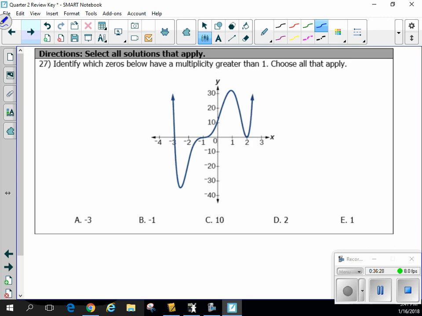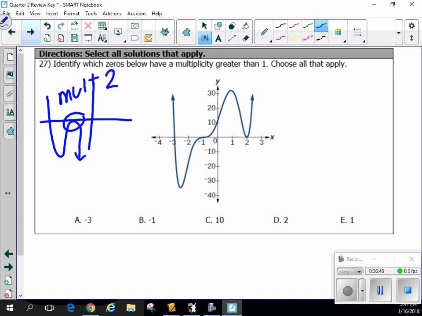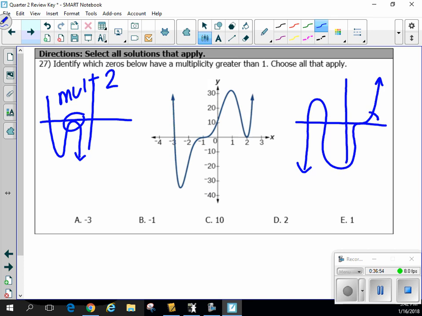Number 27 says identify which zeros below have a multiplicity greater than 1. So remember, if you have your graph, and if it comes up and touches the x-axis and bounces back, that's going to be a multiplicity of 2. If you have your graph and it goes through the x-axis, so right here, that's a multiplicity.